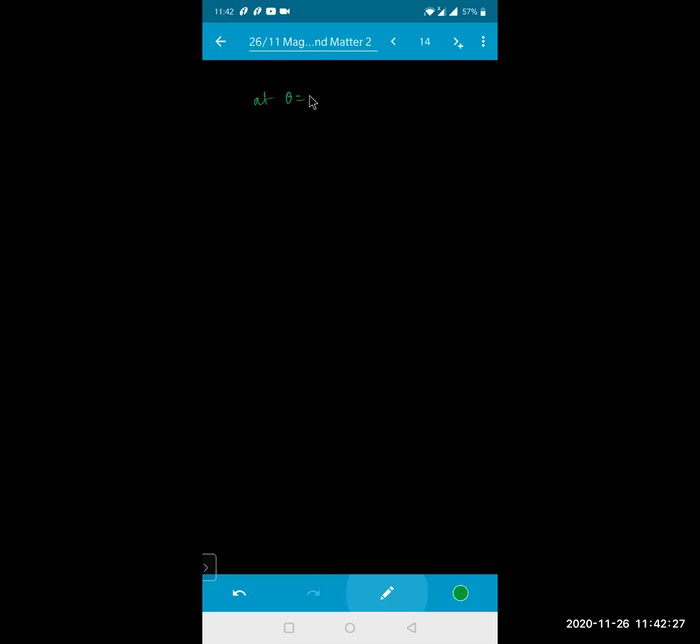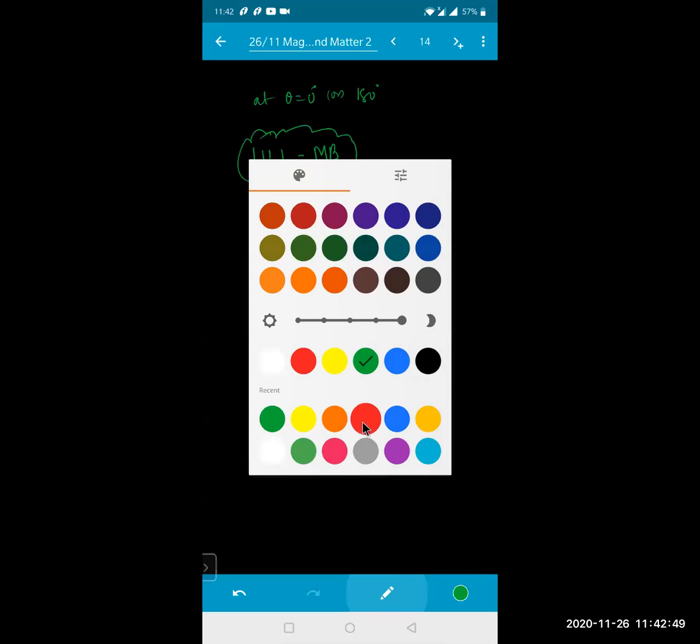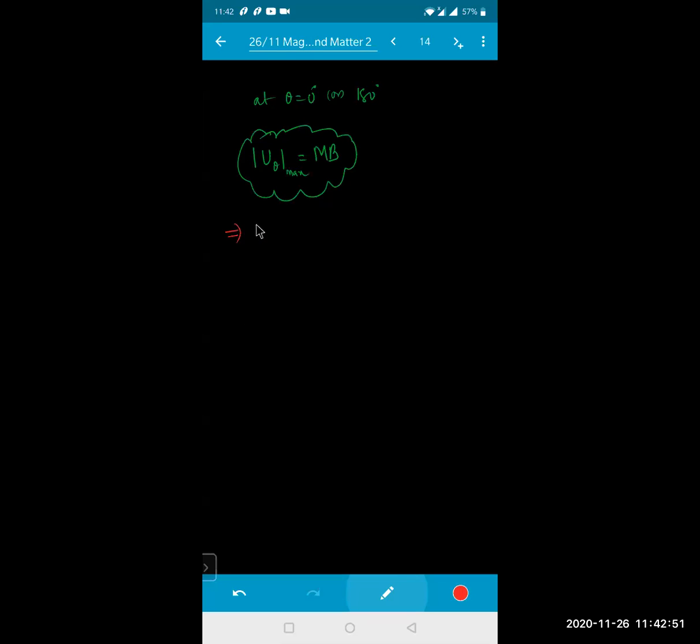Theta equal to 0 degrees or 180 degrees gives the maximum value. So this will become maximum, and this will become mB. So the magnitude of that will represent the maximum. Is that clear? The next one is equilibrium.